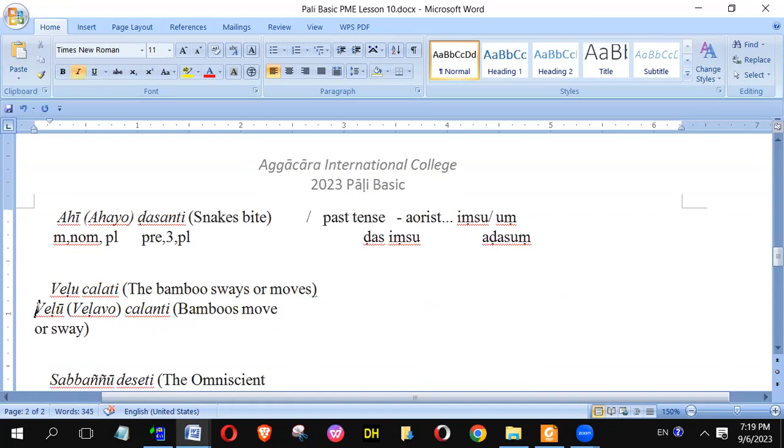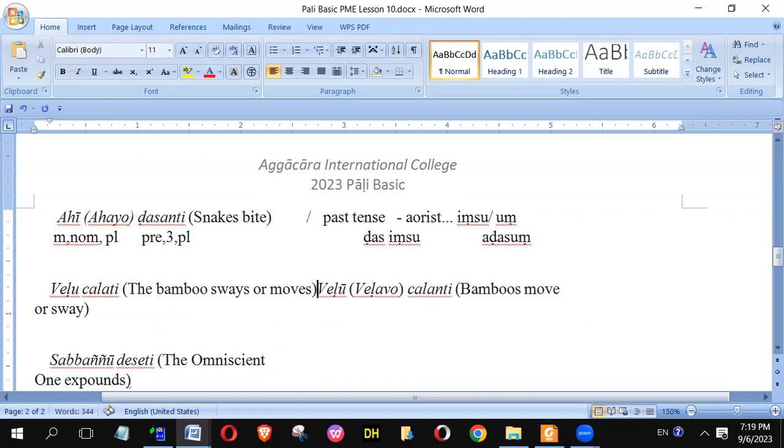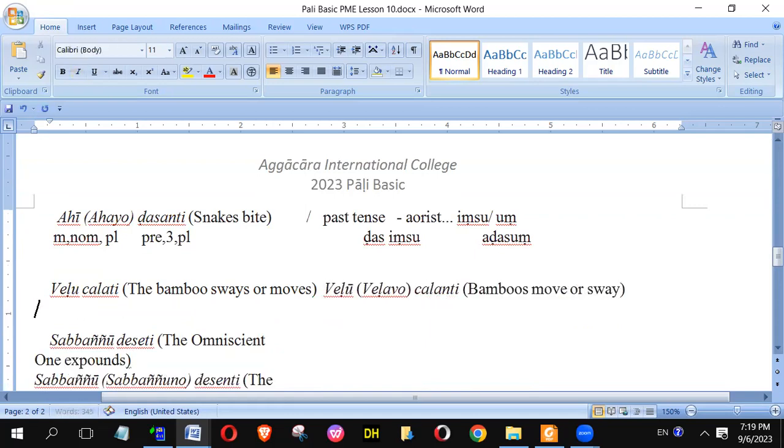Velu chalati. So this is also singular, a present tense third person singular. Now is velu, plural. So present tense third person plural. Okay. All right. Now we will have this vocabulary.